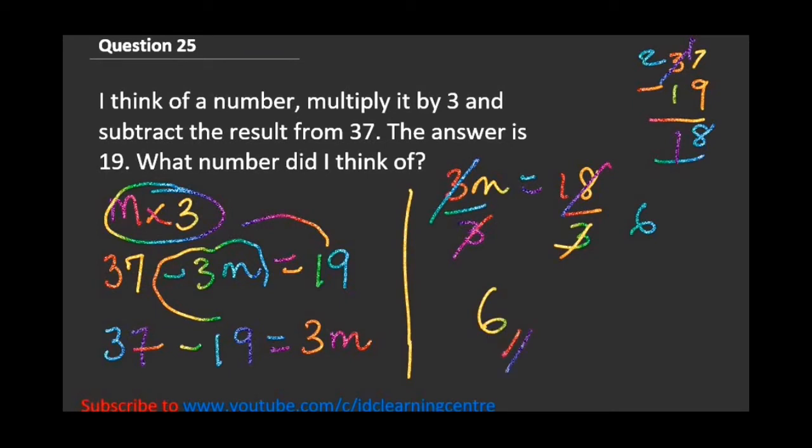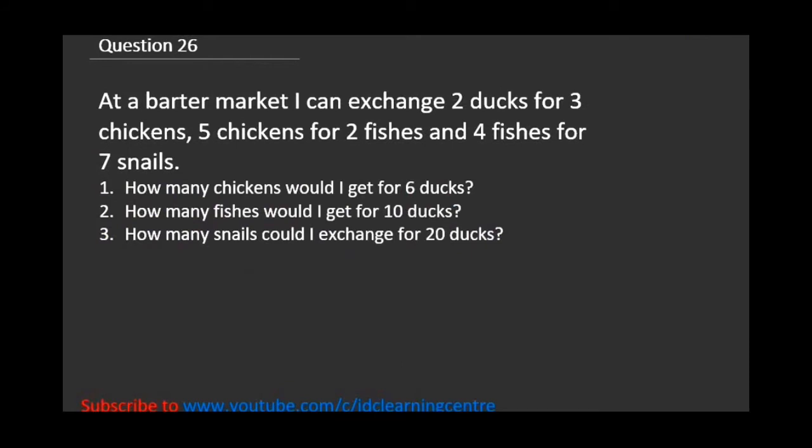Question 26. At a barter market, I exchanged 2 ducks for 3 chickens, 5 chickens for 2 fishes, and 4 fishes for 7 snails. Number 1. How many chickens would I get for 6 ducks? Remember, 2 ducks here equal 3 chickens. How many chickens will I get for 6 ducks? That's what we are looking for.